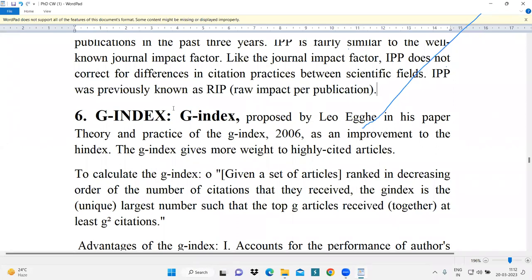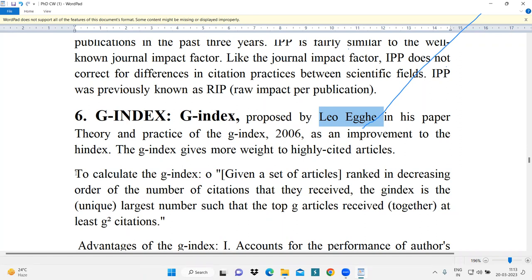This G index was proposed by Leo Egghe in his paper, Theory and Practice of the G Index. We have covered the H index. Now we are coming to the G index, and then we have the I index and something more. So what is the G index? This scientist published the paper Theory and Practice of the G Index in 2006, as an improvement to the H index. He wanted to improve the H index, so he proposed the G index. The G index gives more weight to highly cited articles.